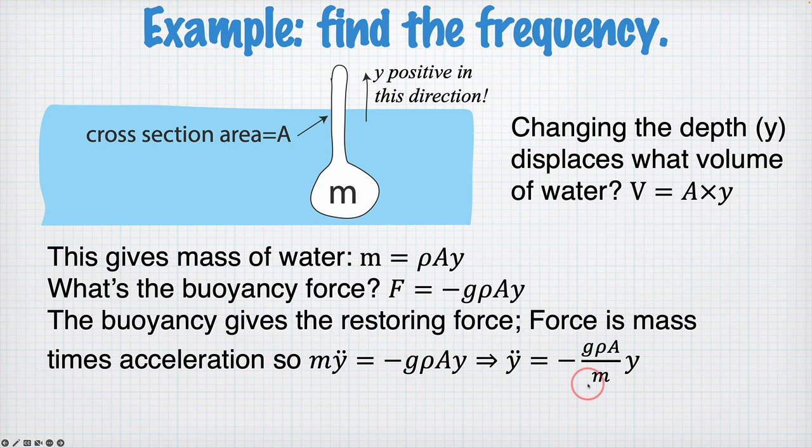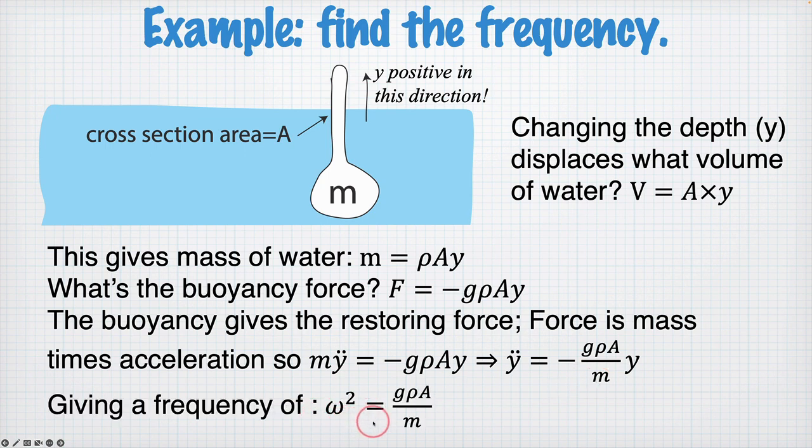Now this looks exactly the same as the equation we had for a mass on a spring, but instead of k on m here, we've got g rho A divided by m. If we used our trial solution with omega, we would just find that this thing here must be equal to omega squared. And so the square of the angular frequency of the motion must be equal to all of this. Same equation. We identify the constant in the differential equation, and straight away we know the frequency of the motion.